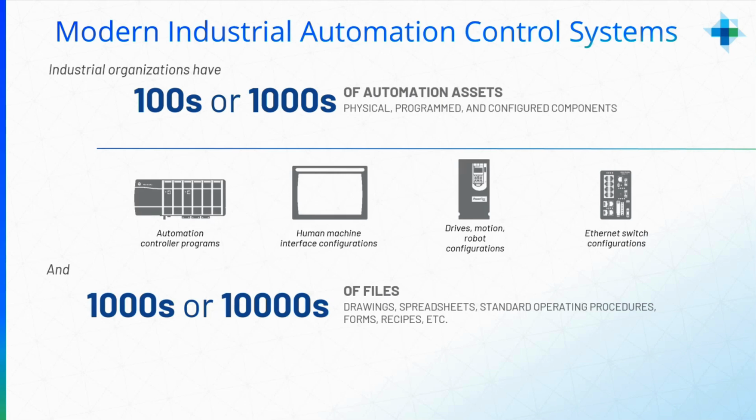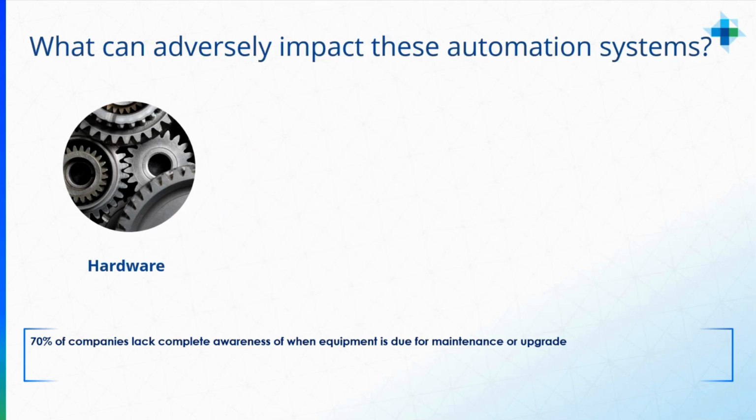So you can imagine that in turn, you've got thousands or even tens of thousands of different software type files that are related to your factory plant as well. On top of that, you've got different panel drawings, maybe standard operating procedures, recipes that you need to track completely. And so you can imagine that with such a large real estate of devices and software products or files that you need to track, you've got a number of different adverse effects that can come with such large systems.